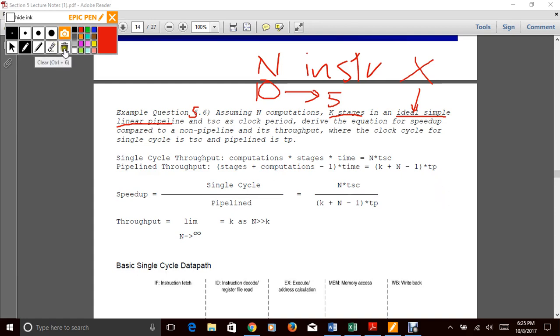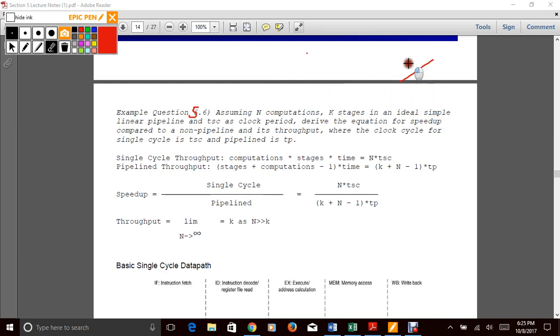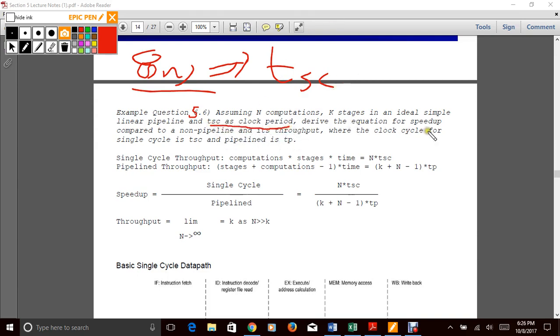So what we're going to do now is break everything down into old execution time versus new execution time. So remember that previous example we had 24 and 14? Well, the time it took to execute one single cycle instruction was 8 nanoseconds. It had to be the length of the longest one. This value is equal to t of single cycle, right? And that's what TSC is, the clock period. Derive the equation for speed up compared to a non-pipeline and its throughput, where the clock cycle for the single cycle is TSC and pipeline is T of P.